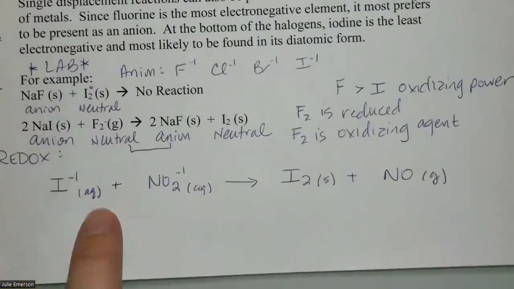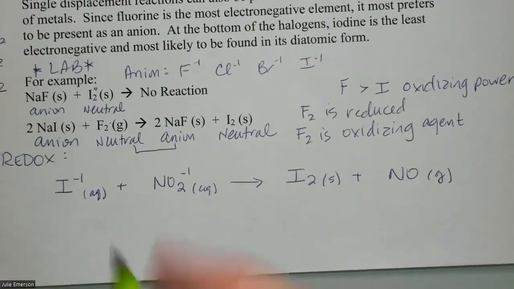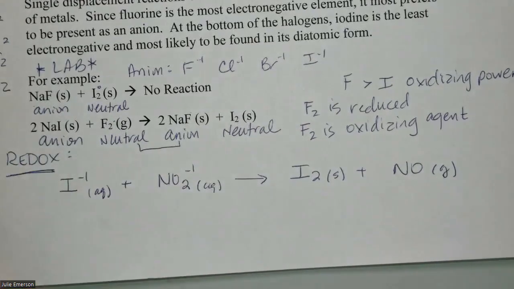Now, I wanted to do one more example about redox. When I talked about redox on Tuesday, I introduced, okay, what is oxidized? What is reduced? What does that mean? We talked about how it means that there's an exchange of electrons.